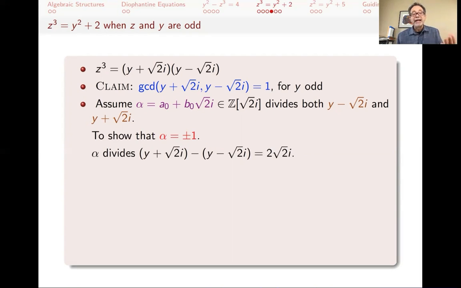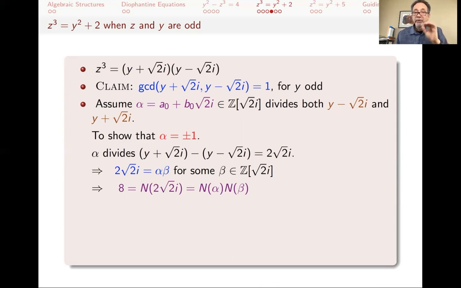That makes sense. And their difference is 2 square root of 2i. If alpha divides that, then 2 square root of 2i can be factored into alpha times something else, and that something else will have to be one of these kinds of numbers also. Now we use our norm function. If you take 2 square root of 2i equals alpha beta and take the norm of both sides, you should get the same thing. The norm of 2 square root of 2i is 8, and the norm of alpha beta is going to be the norm of alpha times the norm of beta. But these are actual integers. So the norm of alpha times the norm of beta is 8.